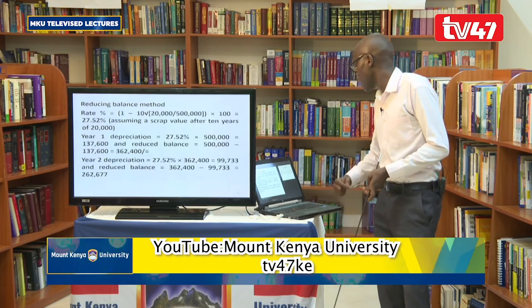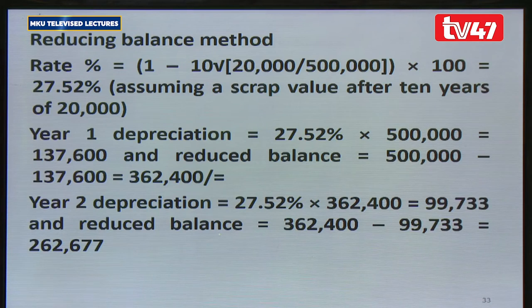Then you have the reducing balance method. This method is rarely used. The reason is that it has got this value called the salvage value, which some people refer to as the scrap value. This is the value you expect the property to have after a given period of time, which is 10 years. Remember, it's very hard to predict the value of a given property after a long period of time. So there are a lot of assumptions involved here, and this method is rarely used.